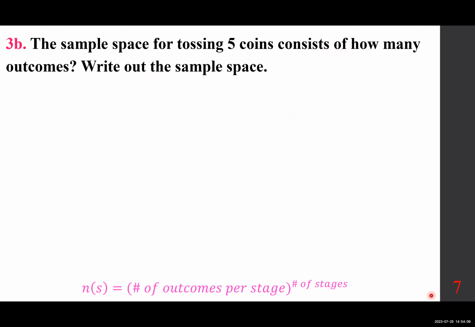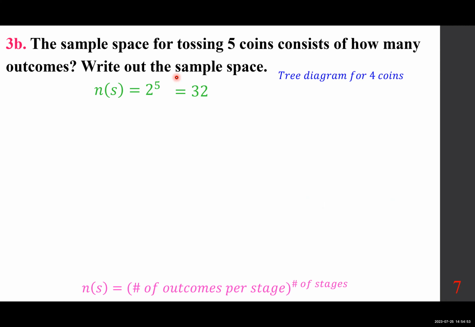Again, I'm refreshing your memory that N of S, the size of the sample space, is the number of outcomes per stage, raised to the power of the number of stages. In each case, we have only 2 outcomes, H and T, heads and tails. How many stages? However many coins. In this case, we have 5 coins. So N of S is 2 to the power of 5, which is 32. By the way, don't mix it up with 5 squared, which is 25. So 2 to the 5th power, 32 outcomes.